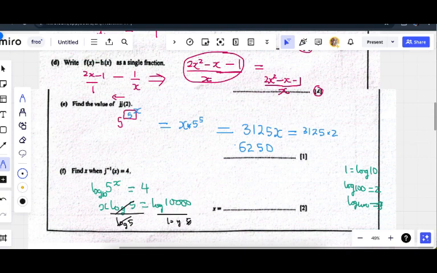Log 10,000 is 4. Log 5 is what? What's the value of log 5? This is 4 over, what's log 5? Press log 5. 0.698. So 4 divided by 0.698, what do we get? That would be the value of x.